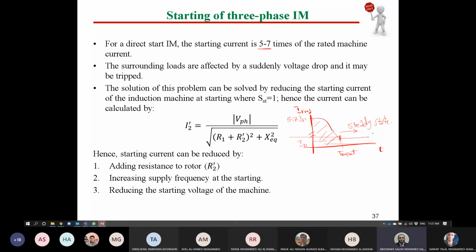All the time in our calculations we consider steady state. In all of our problems we consider only steady state operation. However, we did not consider the transient.